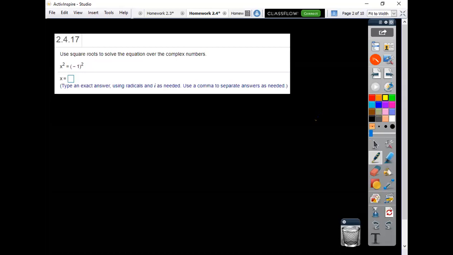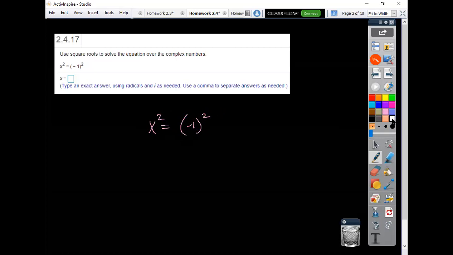All right, how about Algebra 2, MathXL homework problem 2.4.17. Use square roots to solve the equation over the complex numbers. That means it's okay to use i in our final answers. So x squared equals that negative 1 squared.